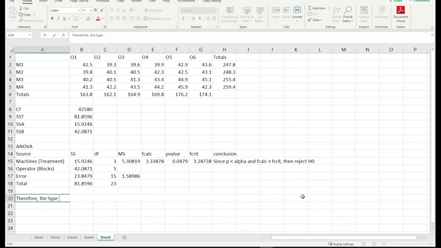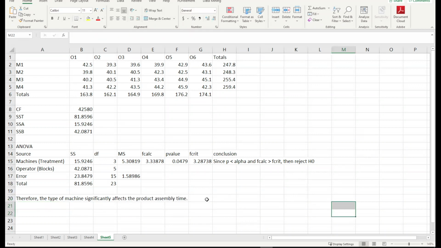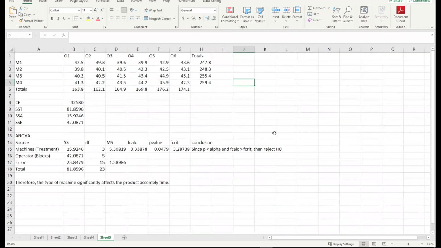The type of machine significantly affects the product assembly time. Pwede ganun. Okay? So, the quick way, you probably want to know the quick way, no? Quick way to do this is, we imagine as if, kasi again, I mentioned na si RCBD, no? Yung randomized complete block design is, the calculations is actually similar to two-way ANOVA.